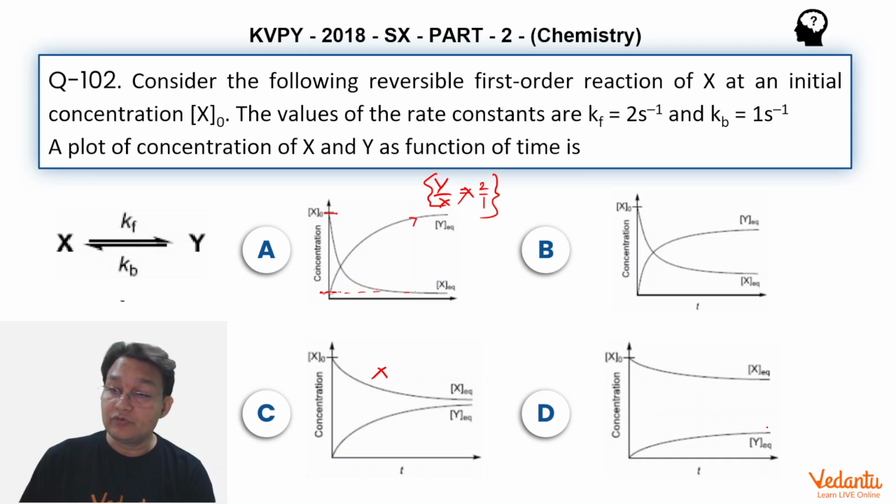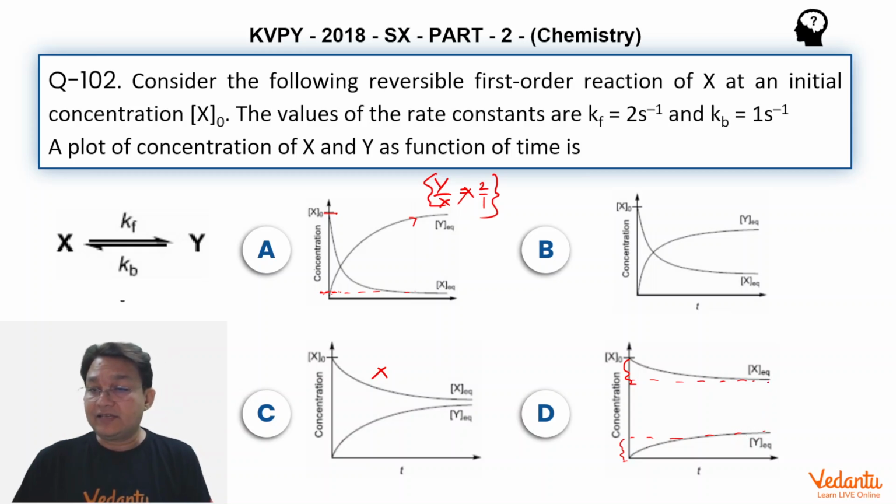And in this case also we can see clearly that Y is quite less than X, and X is not decreasing at all. And whatever X is decreasing, Y is increasing by the same amount. That's all right. But then at equilibrium, when this has reached equilibrium, the value of X equilibrium is less than the value of Y equilibrium. That is not supported by the problem data. So the only option we are left with is option B.